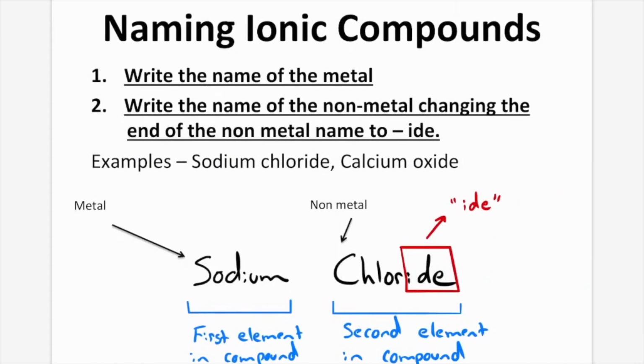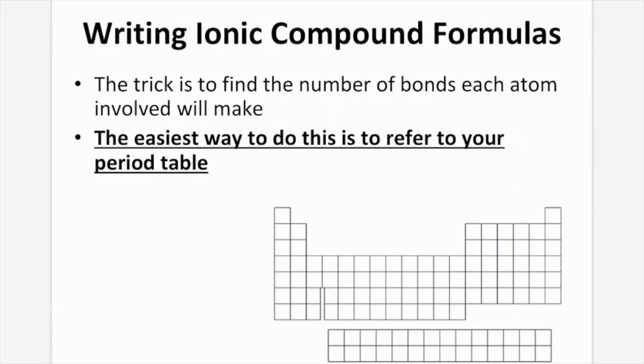Name ionic compounds. So how do we name ionic compounds? Well, number 1, we write the name of the metal. Number 2, we write the name of the non-metal, changing the end of the non-metal name to IDE. So for example, sodium chloride, calcium oxide. So you have our metal first, we have our non-metal second, and we change the ending of the non-metal to IDE.